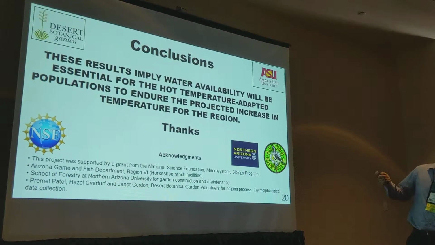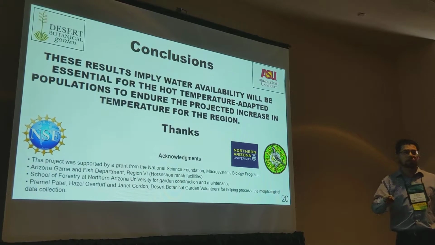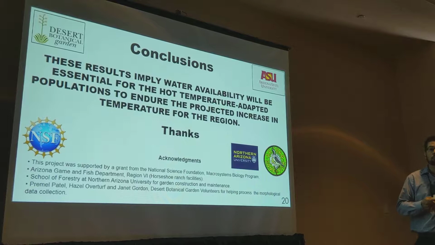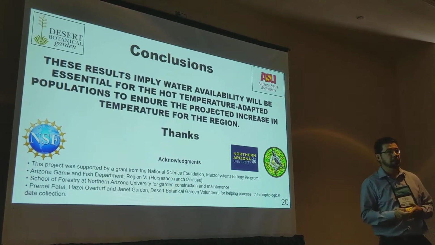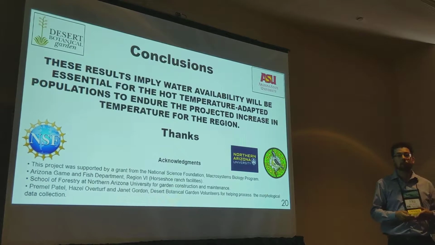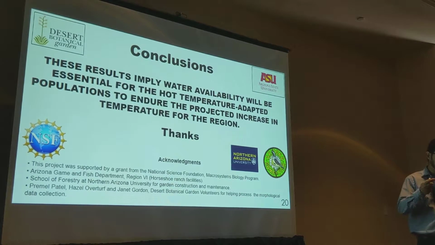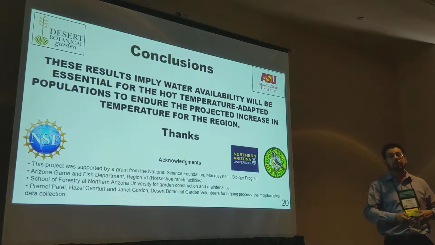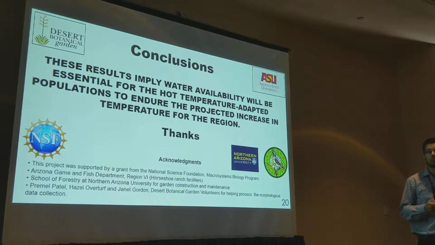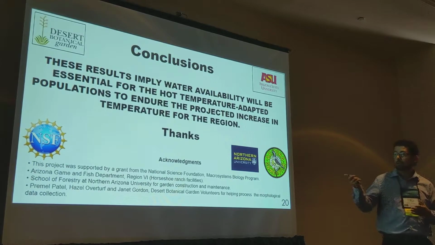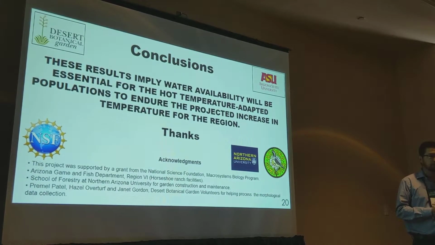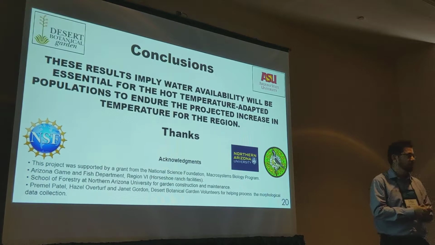So as a conclusion, I can say that these low elevation populations in our region are going to need water in order to survive the increased heat and climate change. The problem is that we're getting much more stress because agriculture is growing here. Cities like Phoenix and Tucson are growing so much, we are depleting these water sources for these trees. So thank you to all the agencies and the people that helped me, and that's all. I can take questions.